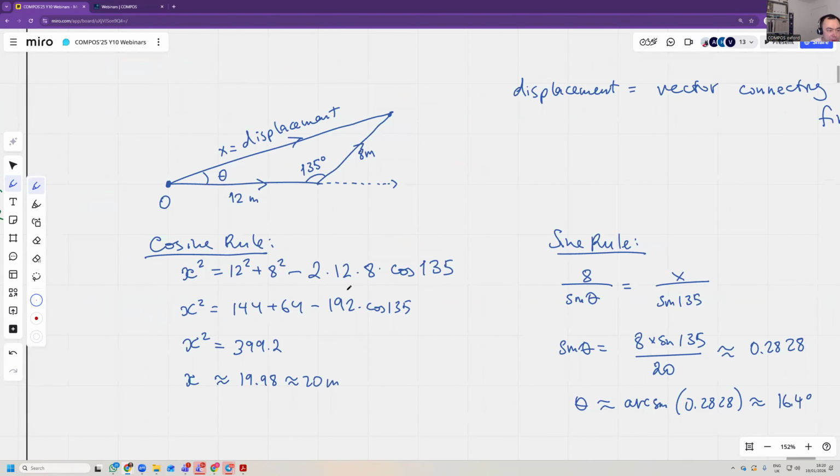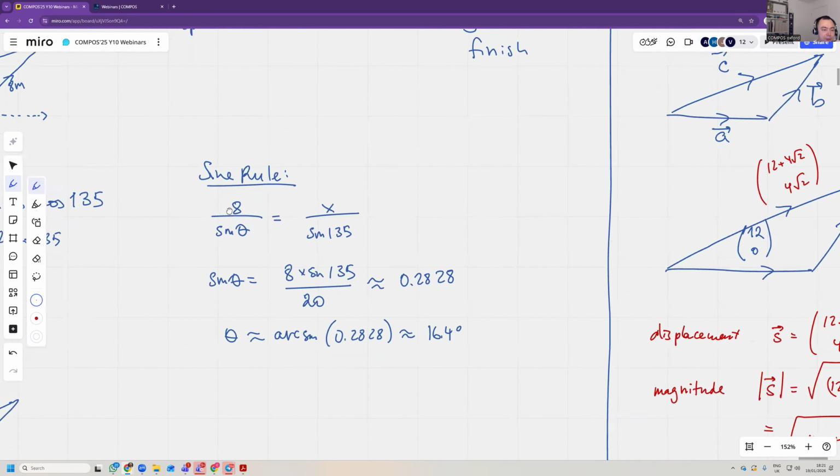Let's double check. 12 squared plus 8 squared minus 2 times 12 times 8 times cos 135. Of course, yeah, I made a mistake here. My calculator was in radians, and that's the reason why. So this is 343.76. So the square root of that is 18.5.